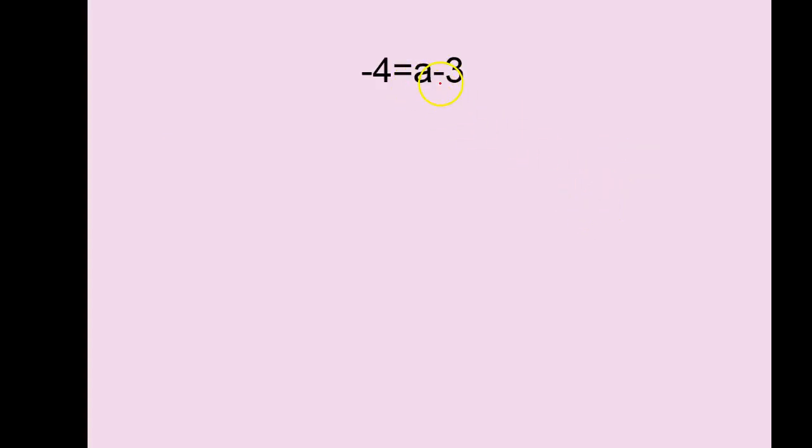All right, same thing here. You have your variable on the right. You have minus 3. We're going to add 3 to both sides. Negative 4 plus 3 is negative 1. So A equals negative 1.